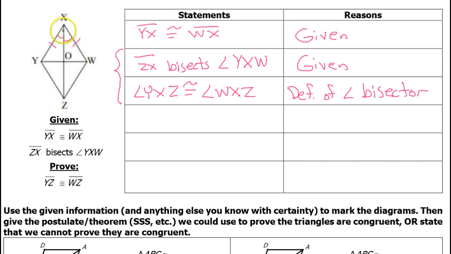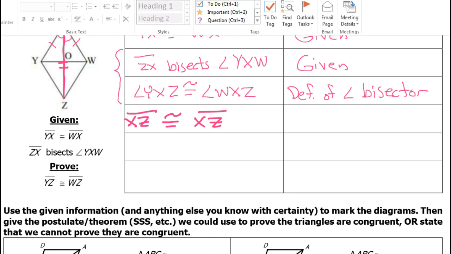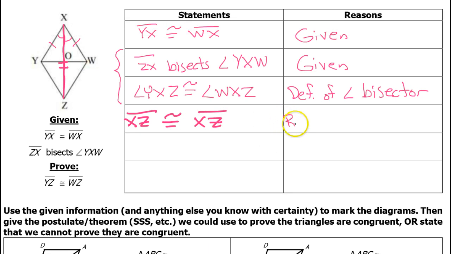So for that reason, the next thing I'm going to do is pick the shared side between those 2 triangles. And I'm going to say, look, this shared side is going to be the same for the triangle on the left and the triangle on the right. So I could say XZ is congruent to XZ. And that is your reflexive property at work.